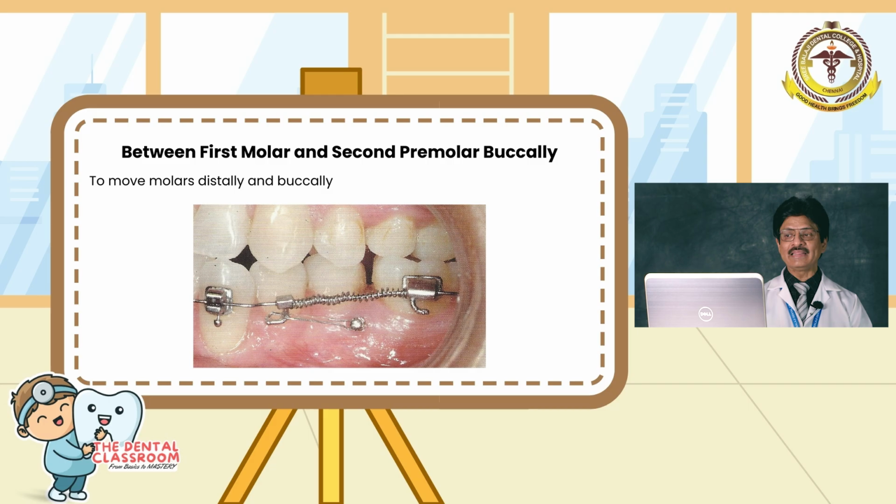Between the first molar and the second premolar buccally, you can use a crimpable hook and an open coil spring. Compress it, and then the crimpable hook can be attached to the microimplant, which would produce absolute anchorage and prevent the force being transmitted to the anterior region, such that all the force is transmitted to the first and the second molars, which move distally. So that's the advantage of using this microimplant for absolute anchorage in this particular region.